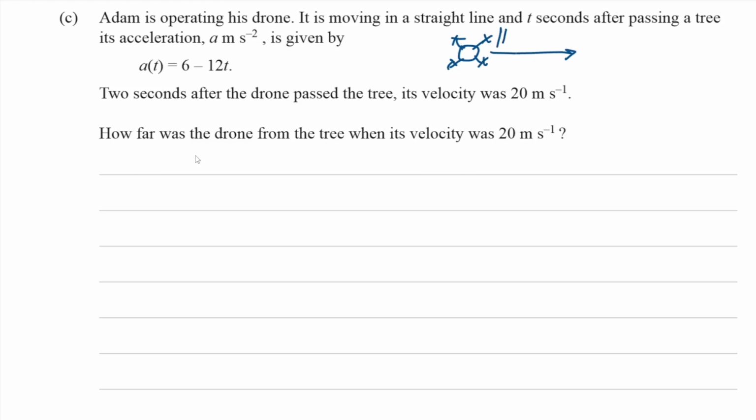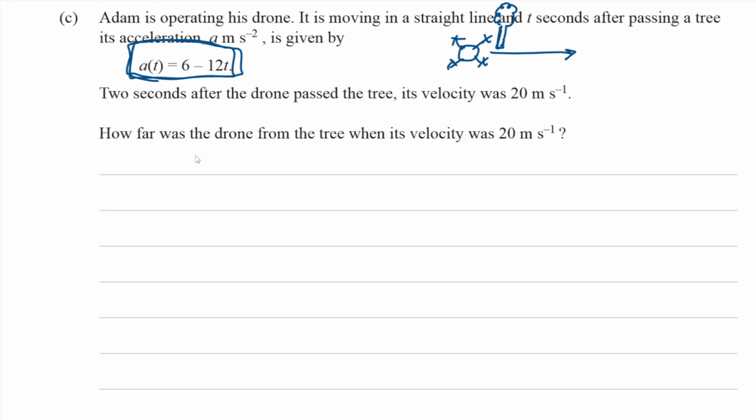And there's a tree, and that's when we start the clock, right? We start, okay, that's a broccoli, but right, we start the timer once it passes the tree. And we're given its acceleration. So let's have a think.